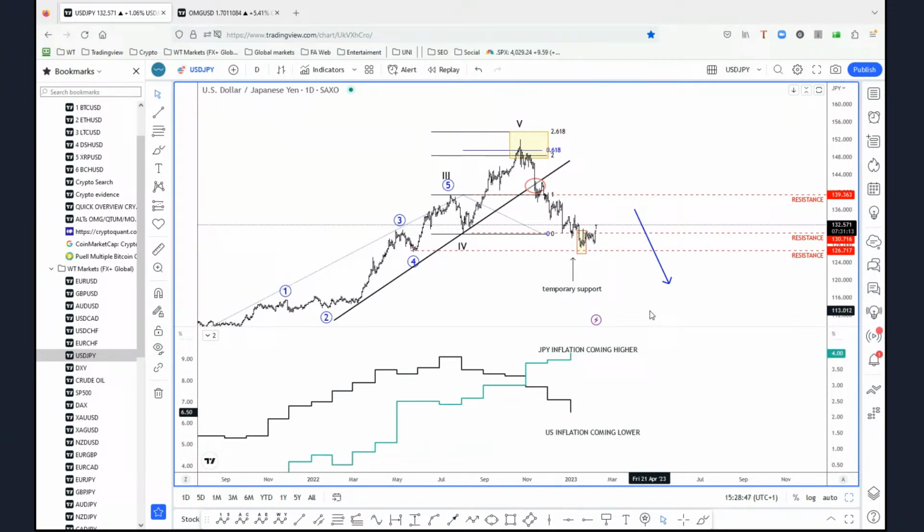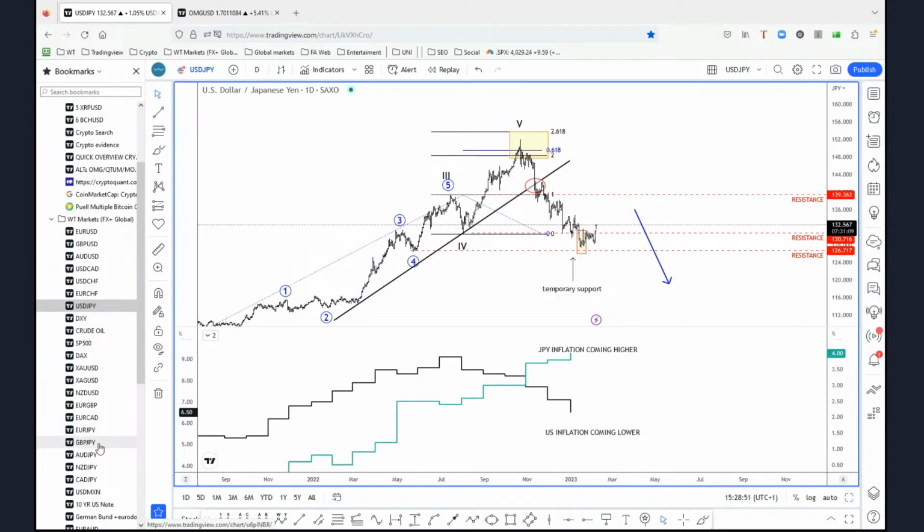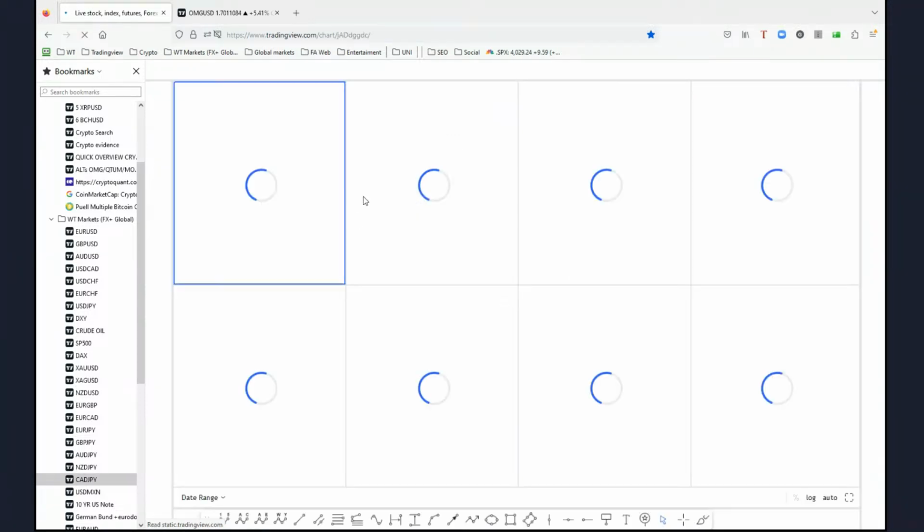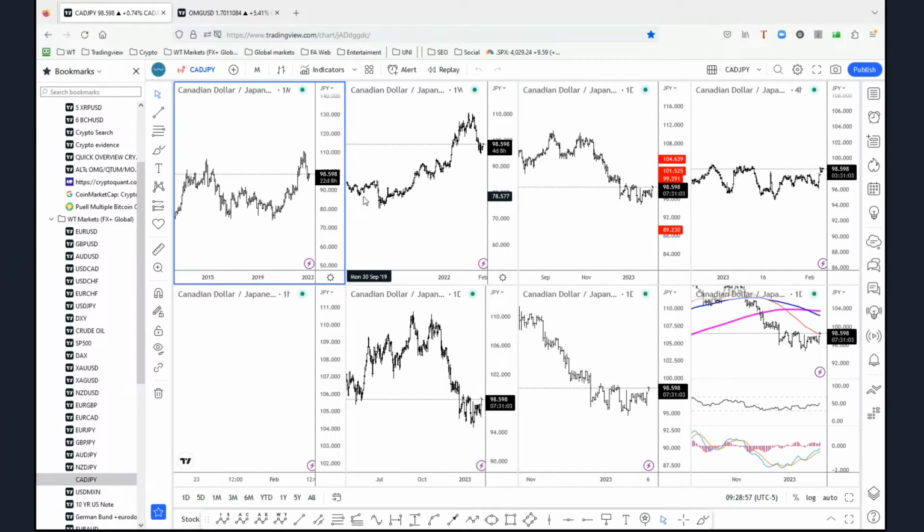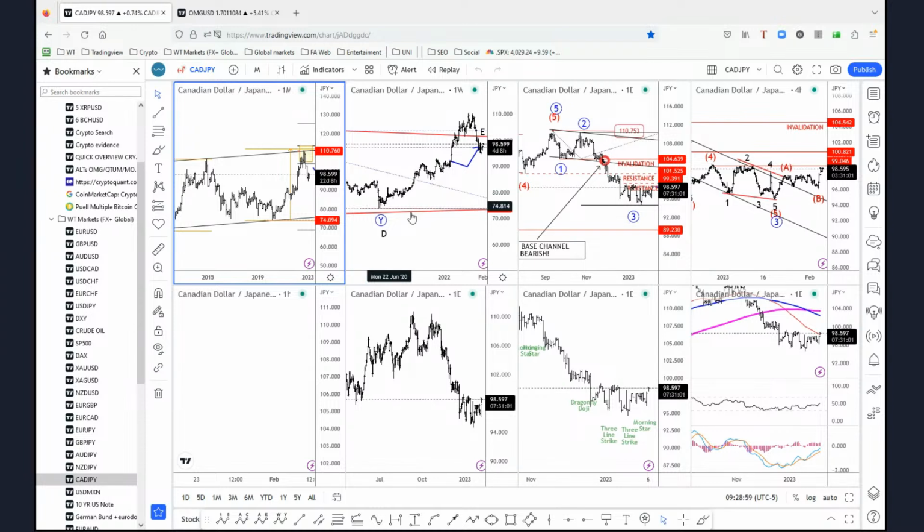I have here CAD yen. This one is very interesting. Why? Because Bank of Canada, as you know, they hiked to 4.5%, if I'm not wrong, 2 weeks back, and they said that they will stop now. Who knows if that would really be the case?